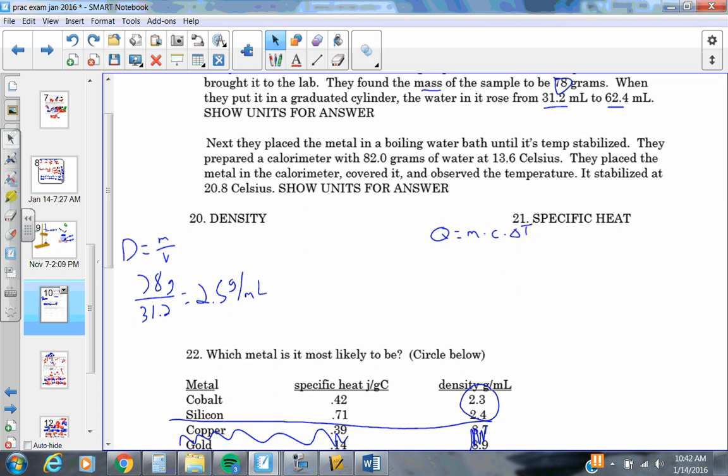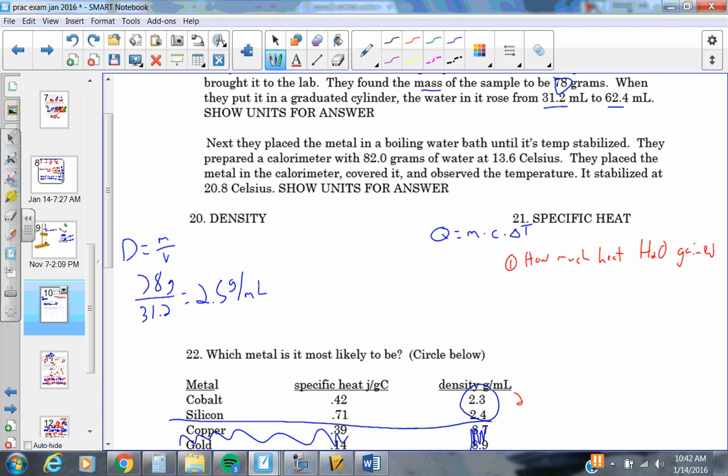We have two things that we have to solve though. First, we have to figure out how much heat H2O gained. And then we can come down maybe on number 2 and figure out specific heat of the metal. So it's a two-parter, this one. Heat of metal. Okay, how much heat did the water gain? I need to know its mass, its specific heat, and its change in temperature.